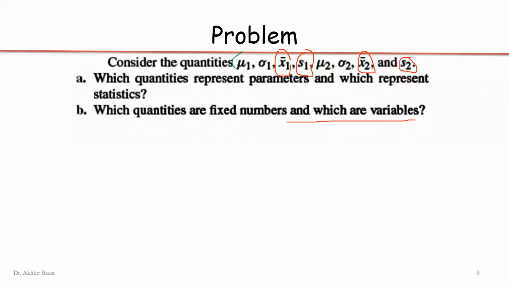The mean of population 1 is a parameter. The standard deviation of population 1 is also a parameter. Mu2 is a parameter, and sigma 2, the standard deviation of population 2, is also a parameter. So these four are parameters which are highlighted by green, and the four which are highlighted by red are statistics.